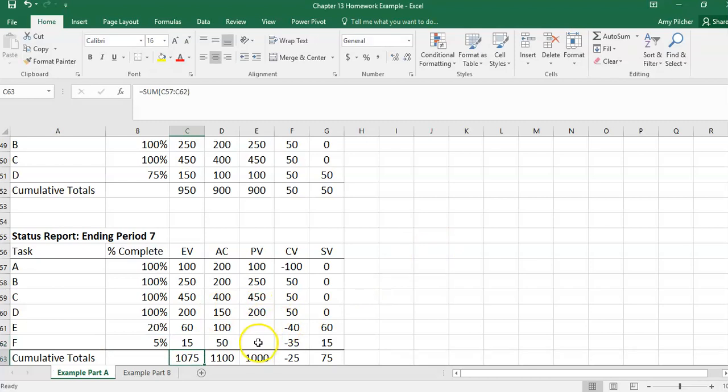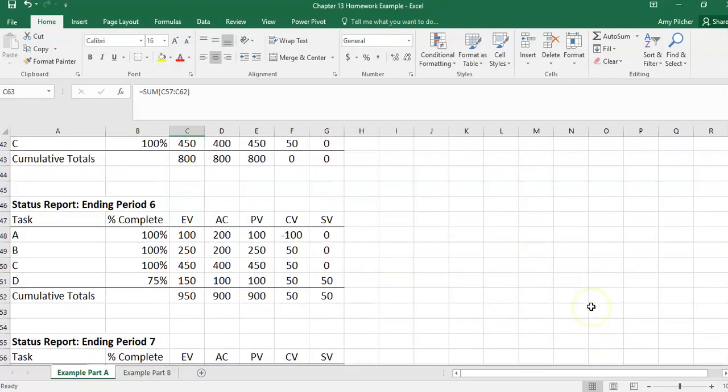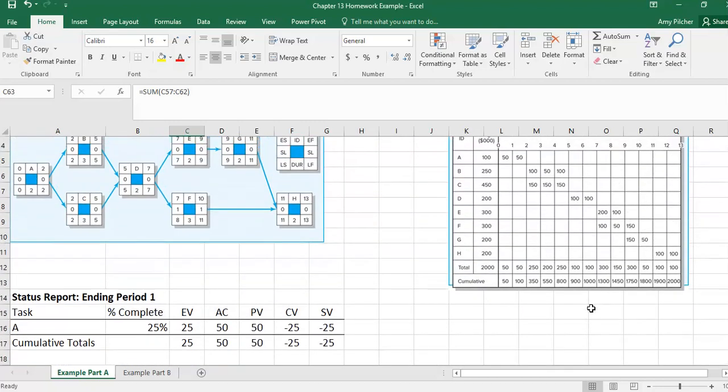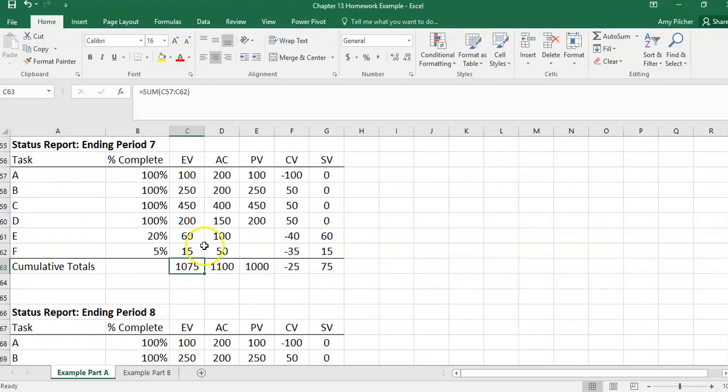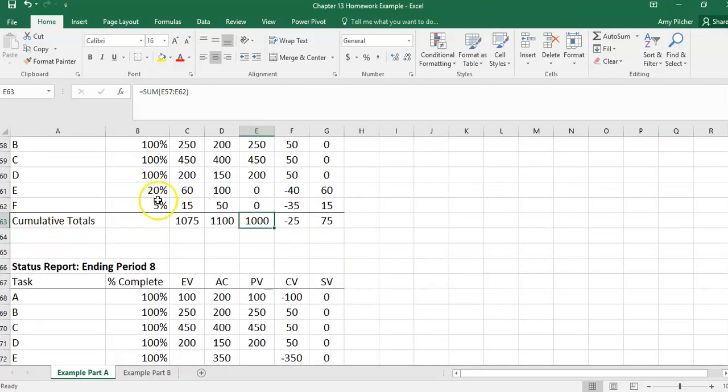Our planned value for E and F at the end of period 7 is not on here, so we started those early. We had no planned value in period 7. So being able to start, we're actually ahead of schedule, even though there are some cost overruns on E and F currently. We are ahead of schedule in its production.